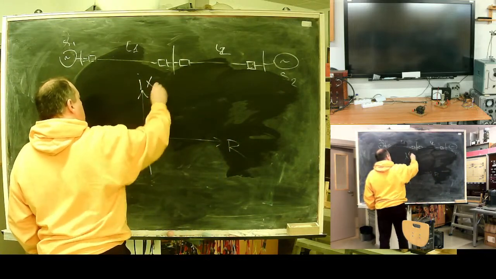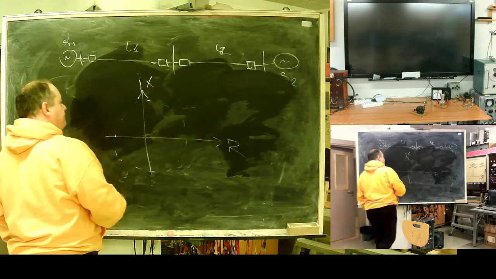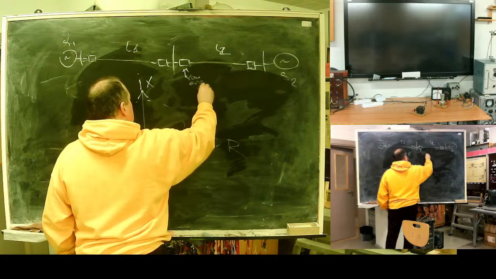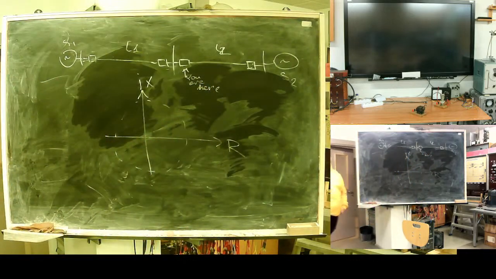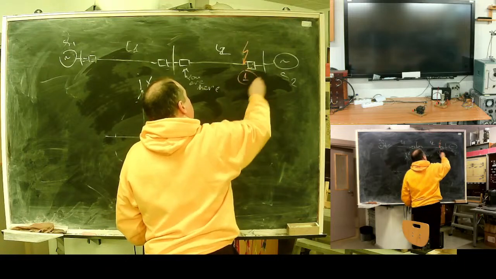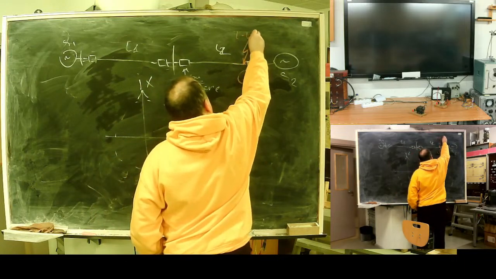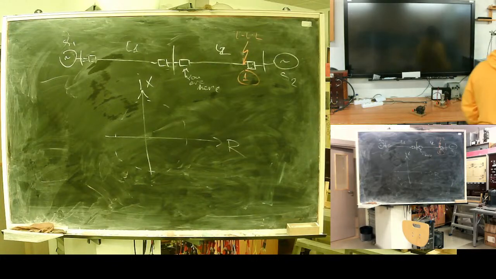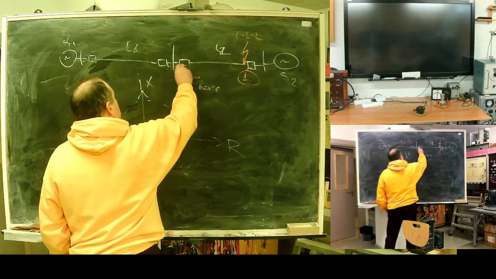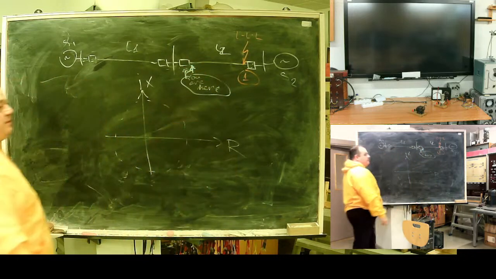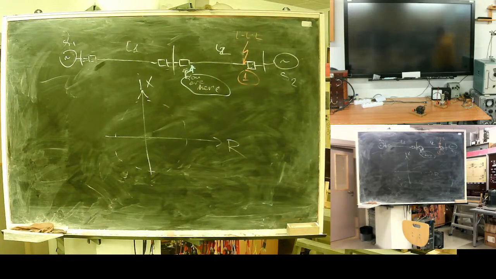Active, reactive. Let's assume my relay sits here. First fault at the end of the line. For simplicity, let it be a three-phase fault. What will my relay see? The relay is here. What will it see? The resistance of the second line.